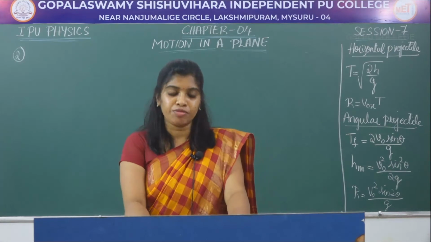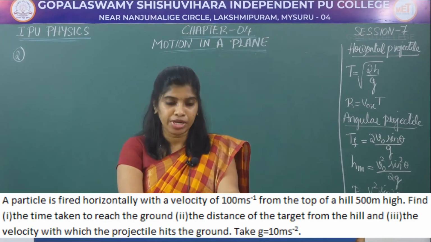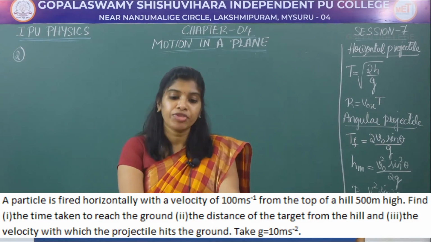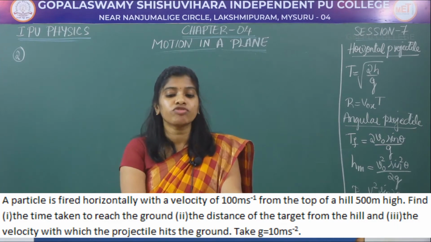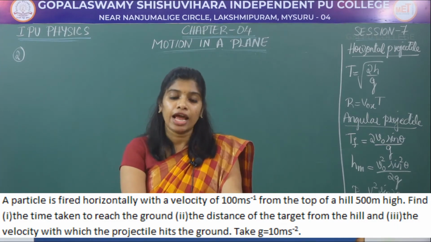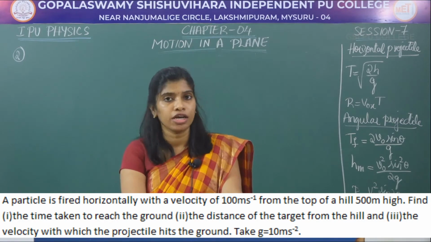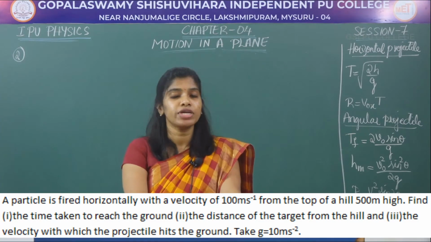Let's move on to the second problem. A particle is fired horizontally with a velocity of 100 meter per second from the top of a hill which is 500 meter high. Find the time taken to reach the ground and the distance of the target from the hill, and also find the velocity with which the projectile hits the ground. They recommend that we take g as equal to 10 meter per second square.